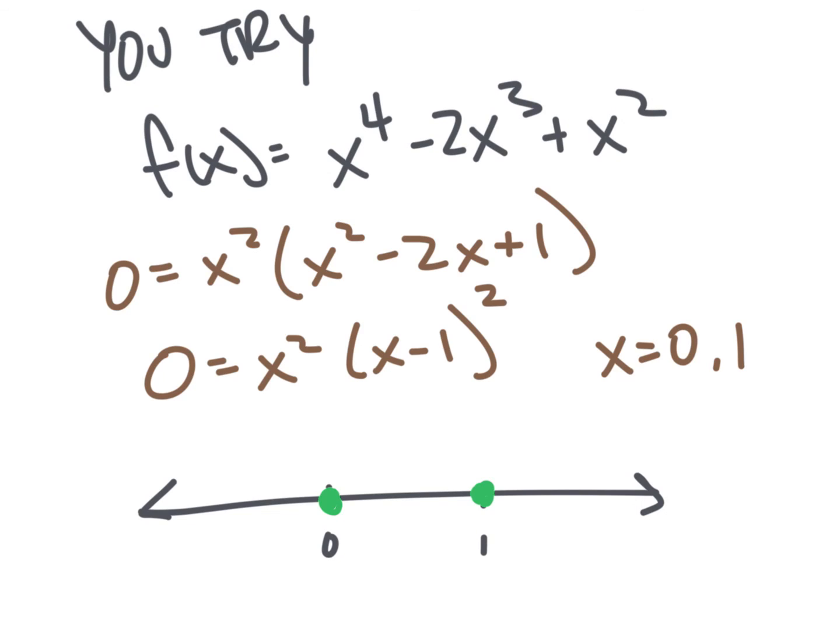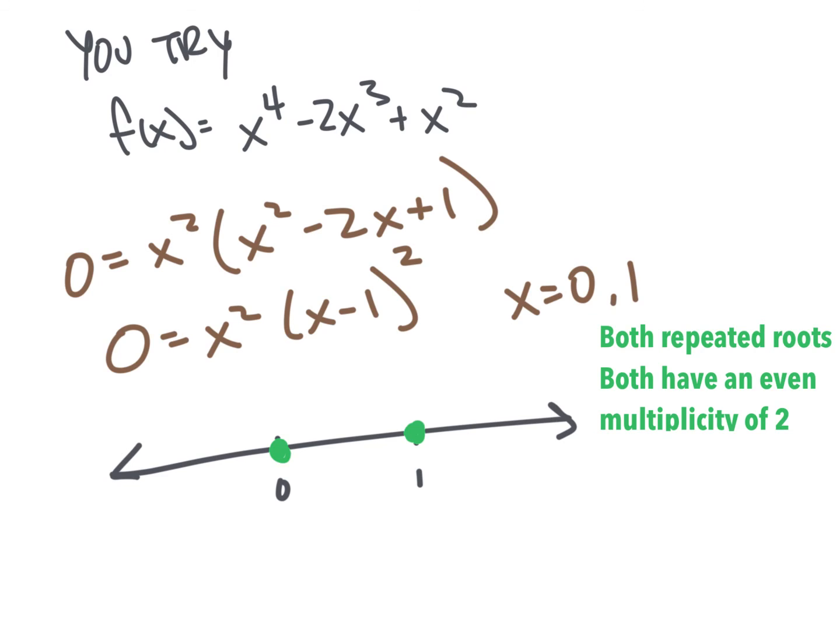All right, hopefully you got down to your zeros of x equals 0 and 1. And the fact that these are both repeated. So yeah, they're both repeated roots and they both have an even multiplicity of 2. So this positive 1 lets me know that this thing ends going up. And the x to the fourth lets me know that it started going the same way. And because these have an even multiplicity of 2, each time that they hit the root, they bounce off. And so this is a rough sketch of x to the fourth minus 2x cubed plus x squared.